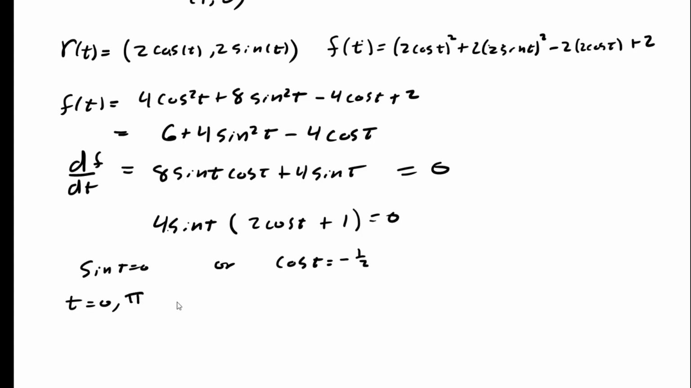So this means that t equals 0 or pi. This tells me that t equals 2 pi over 3 and 4 pi over 3.